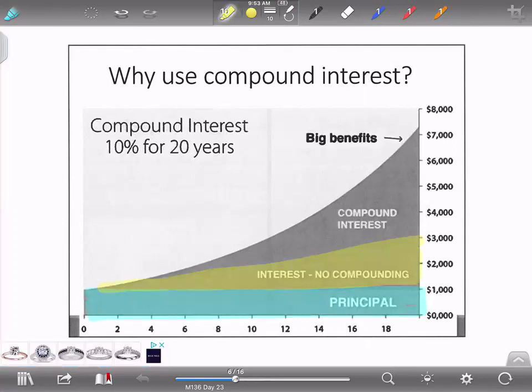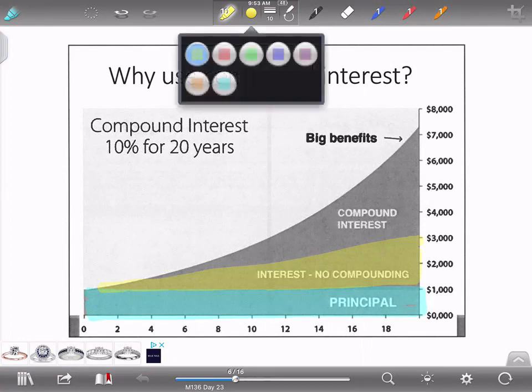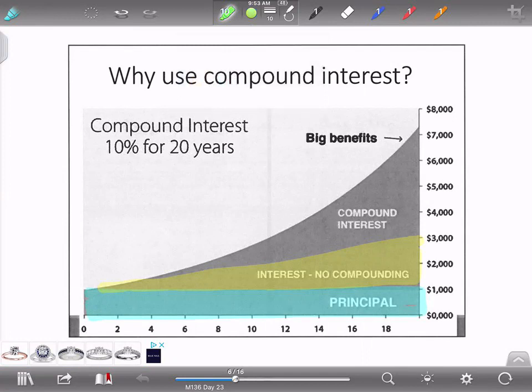Compound interest comes into play because you're going to earn interest every year on the interest that you earned the previous year. So this is where you can earn a lot of extra money pretty quickly. The difference here is quite substantial. With compound interest, you're earning money on the interest that you earned the previous year.